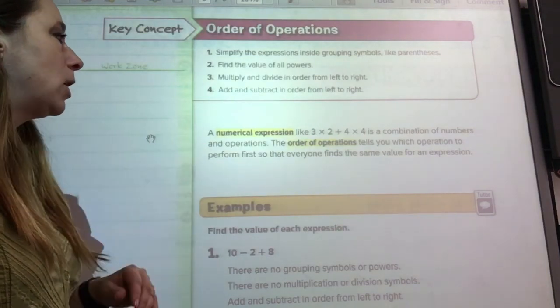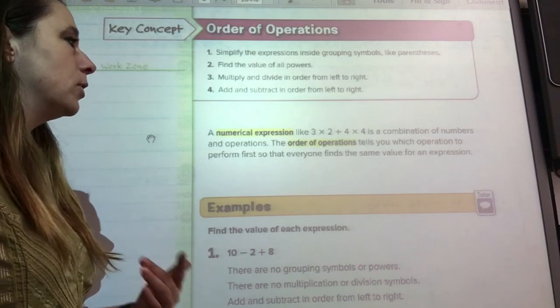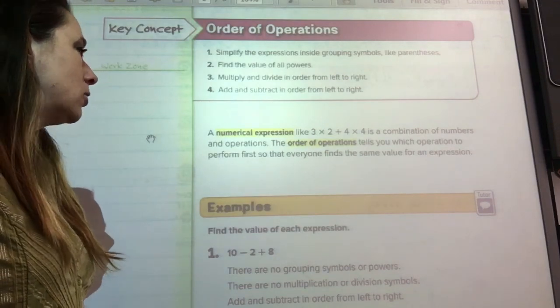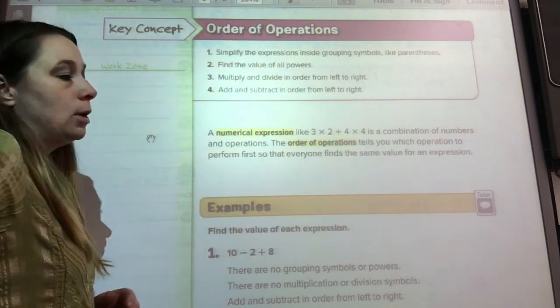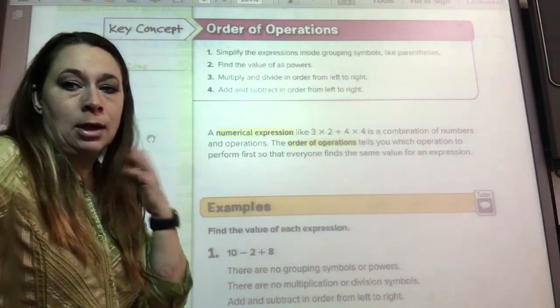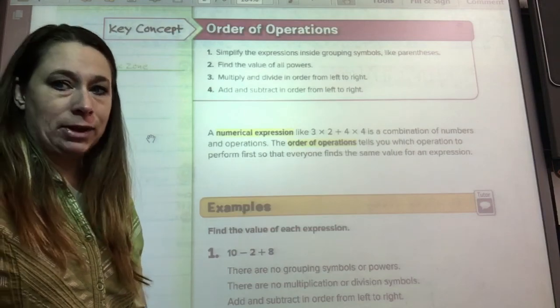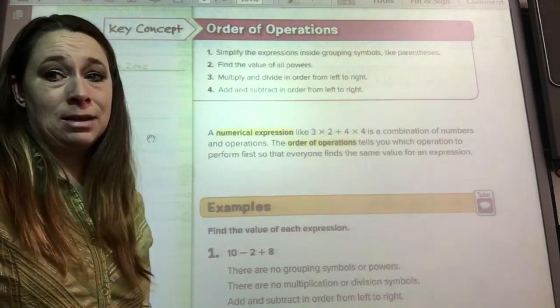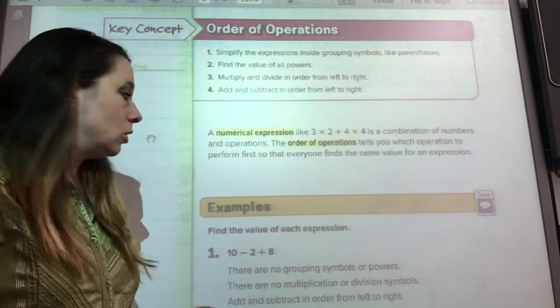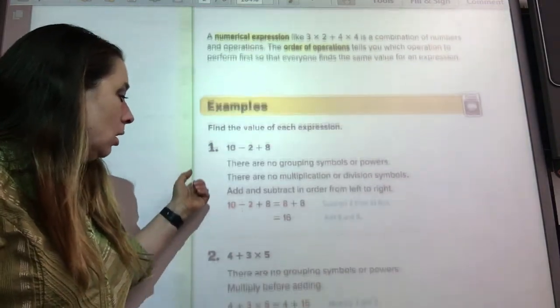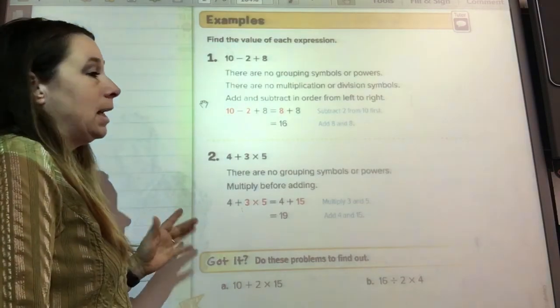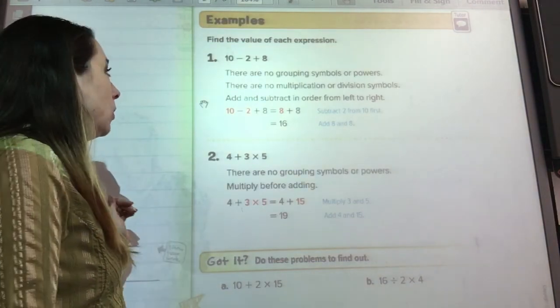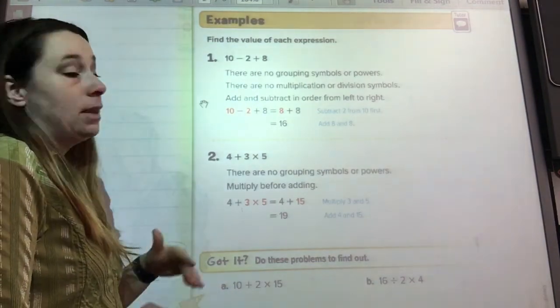Okay, a numerical expression like 3 times 2 plus 4 times 4 is a combination of numbers and operations. The order of operations tells you which one to perform first in that expression. Okay, an expression doesn't necessarily have to have a letter in it. An expression can just be that. But you need to know what order to do those things in. So they give you this good example here, 10 minus 2 plus 8. You have adding and subtracting, and you're going to want to do subtract first and then add.